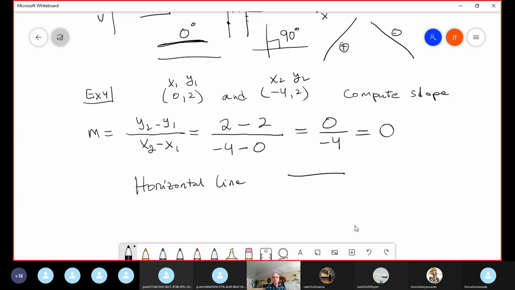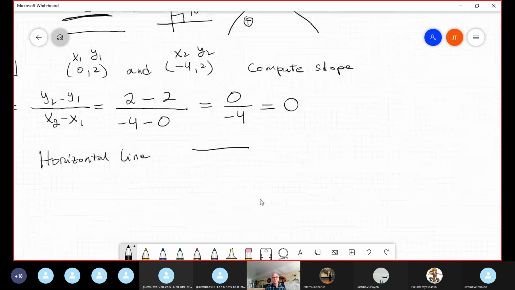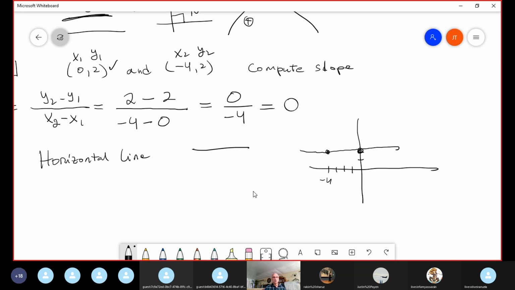Let's plot the points and connect them with a straight line. Look, let me show you. Suppose this point is 0,2, 1, 2 here. This point is negative 4,2: negative 1, negative 2, negative 3, negative 4, 2 is this. And when you connect it, it's totally horizontal.